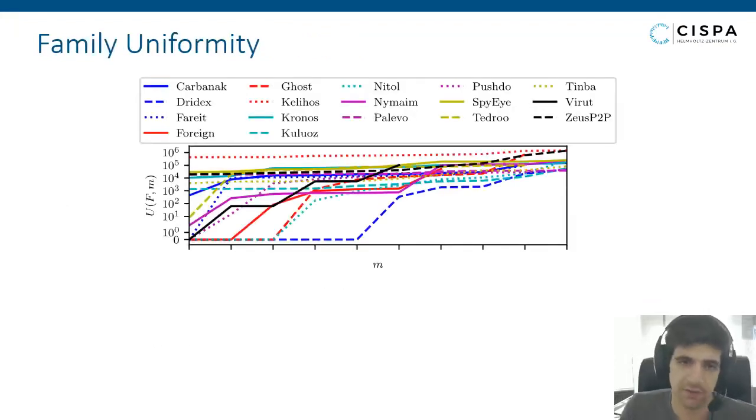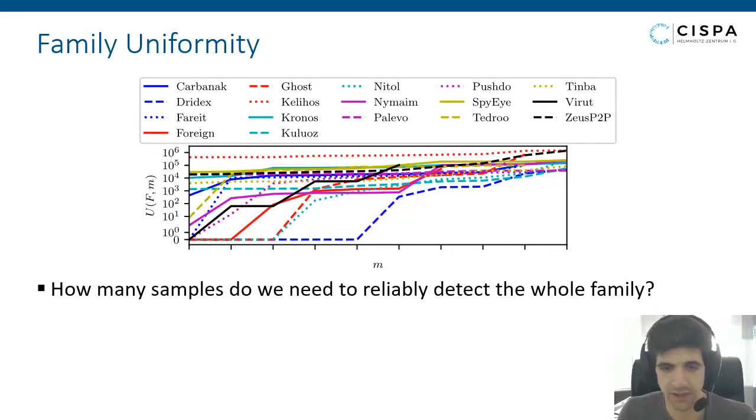Now, as a first step of our evaluation, we wanted to understand the family uniformity. This graph can be found in the paper, and without going into too much detail, what we actually want to know here is how many samples of a family we need to reliably detect the whole family. On the x-axis, we have the number of samples that we can use to build a fingerprint. So for example, if we have 3 samples, we create a fingerprint as described before for each sample, and then we take a union of all those n-grams, and this is now our fingerprint for the family.